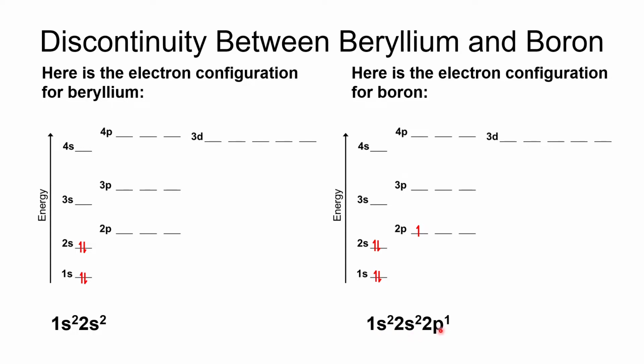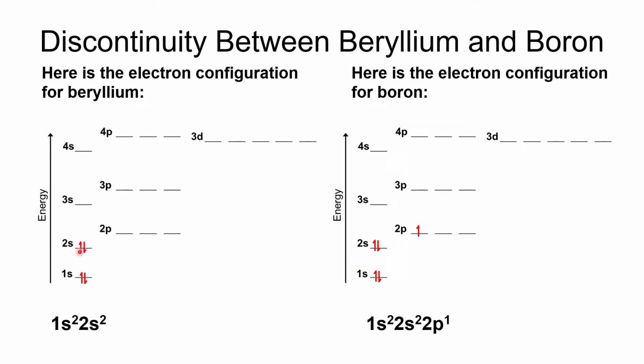Well, this explains why boron has a lower first ionization energy. We have 1 single electron in the 2p subshell, and that 2p subshell is higher in energy than a 2s subshell. So it will be just a little bit easier to remove this 2p electron than it will be to remove the 2s electron in beryllium. And that's why we have that little dip.